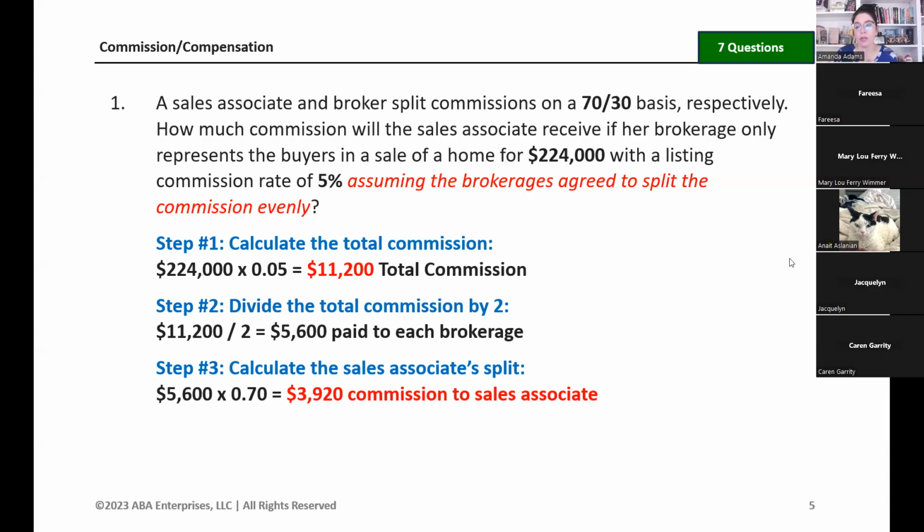But since they're both under the broker, when they go to the closing table, that $11,200 check won't get split into two. That brokerage will just be given one check. And then it's up to the broker to divide it.